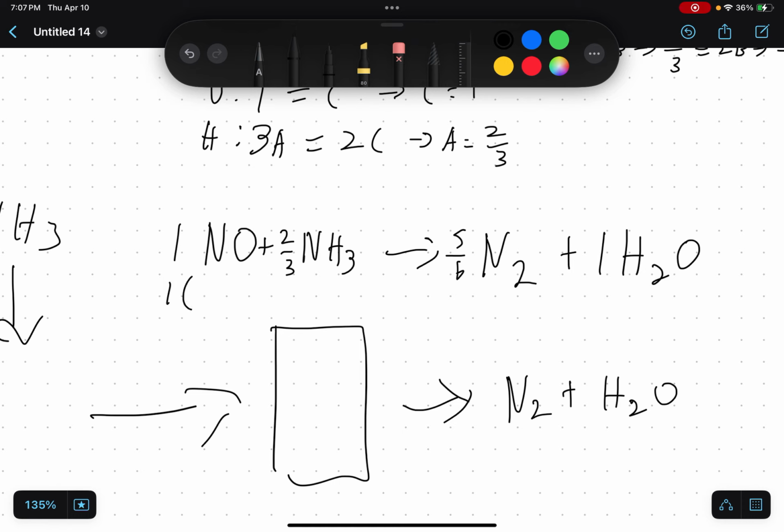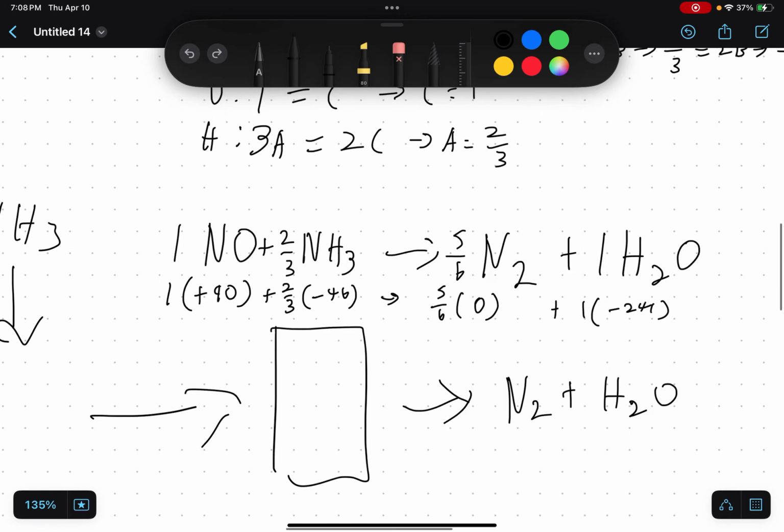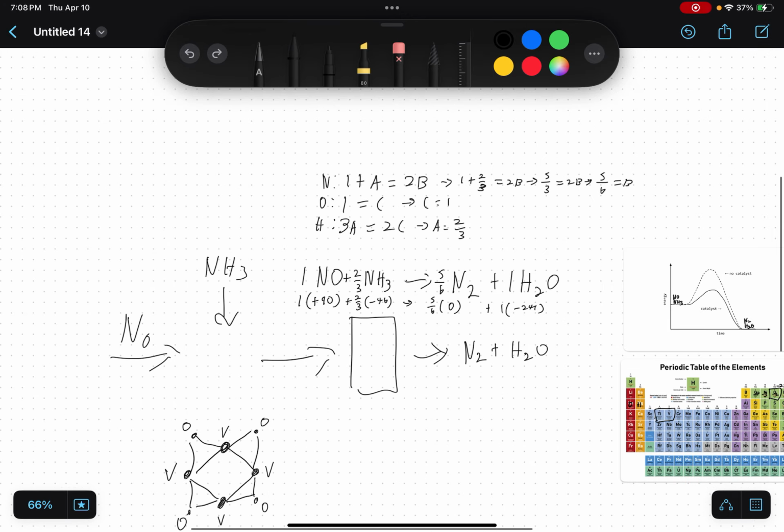So I have 1 times positive 90 for NO, and I have 2/3 times NH3, which is negative 46, and that goes to 5/6 of N2, which is 0, plus 1 times H2O, which is negative 241. All right, I don't even have to finish the math. The negative 241 just wins it out. So the right side is at a lower energy state, so it's preferable.